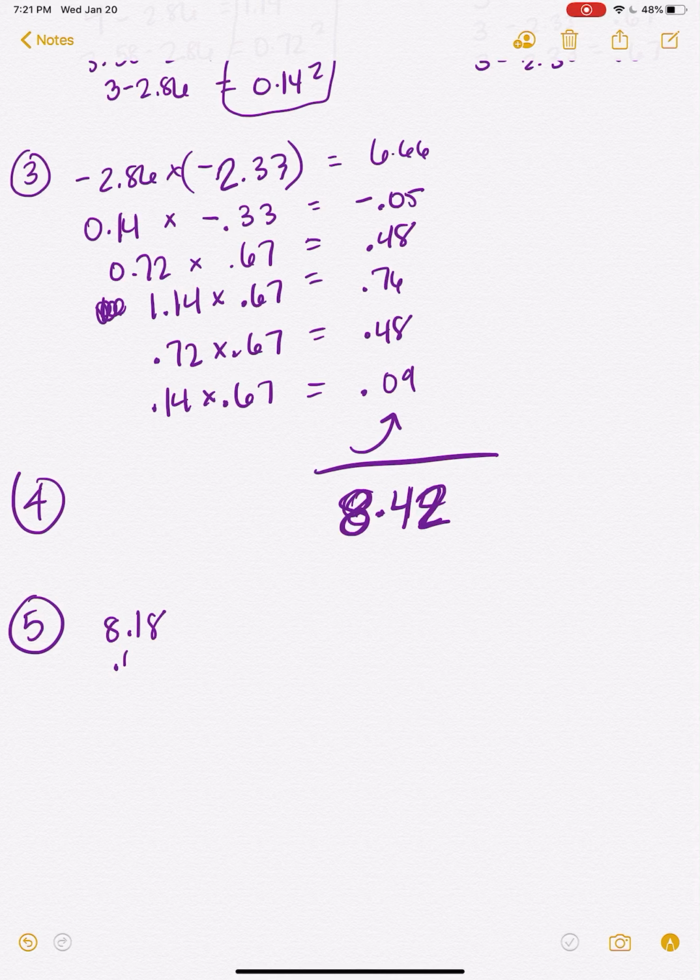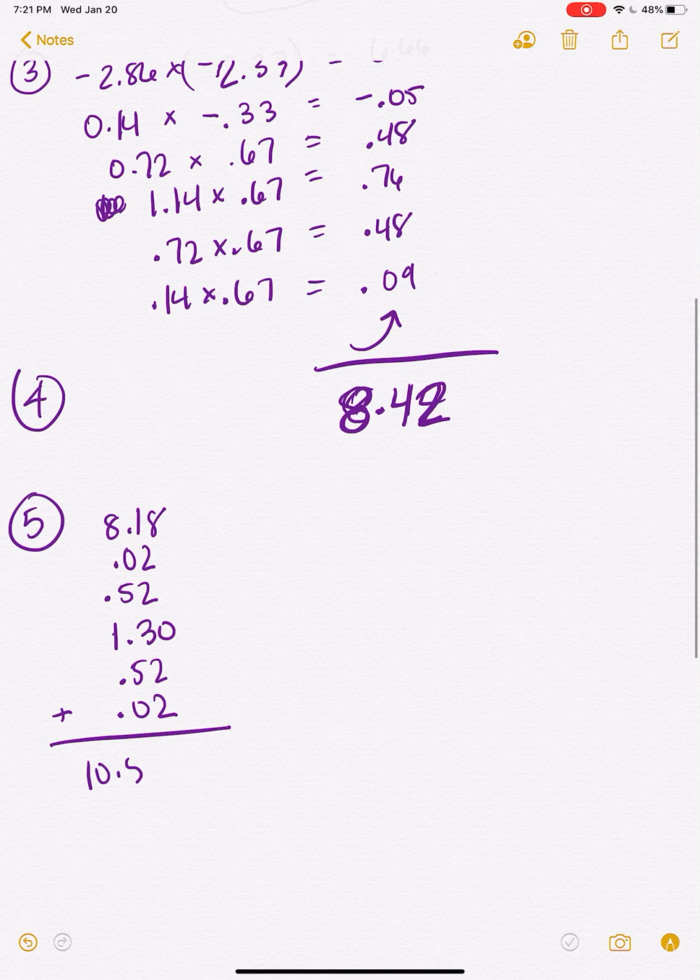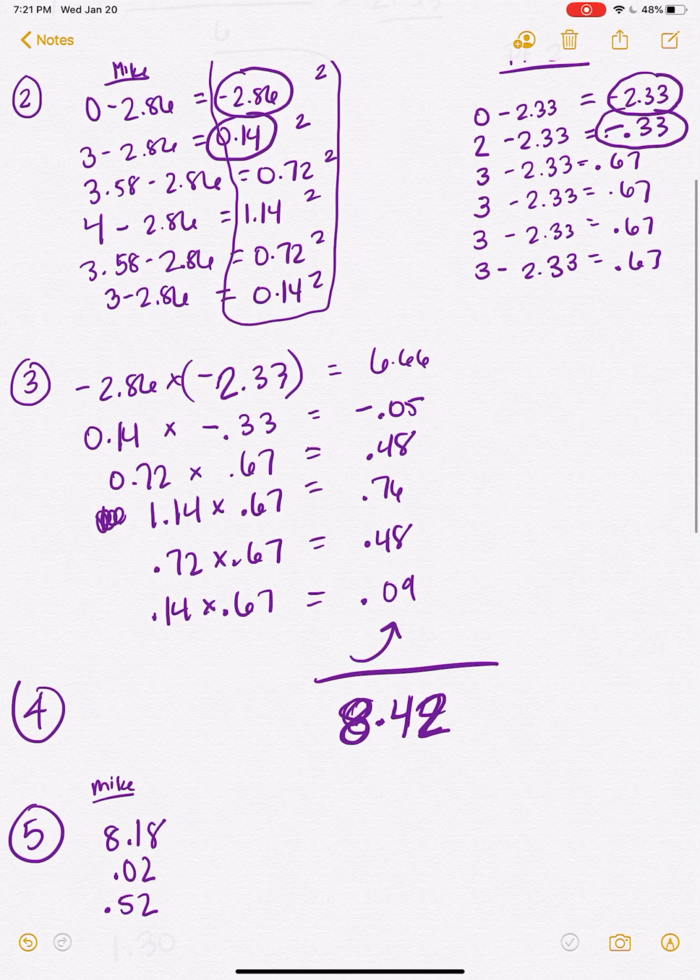The next one I get 0.02, 0.52, 1.30, 0.52, and 0.02. And then I take the sum of those, and I got 10.56, okay? Again, this was for Mike's column. All right, now I'm going to do the other side. I'm going to square all of these.